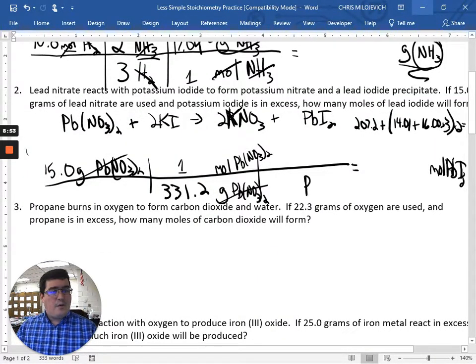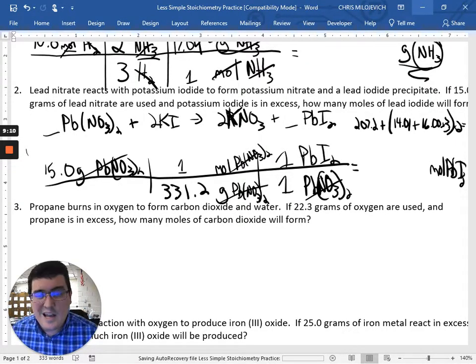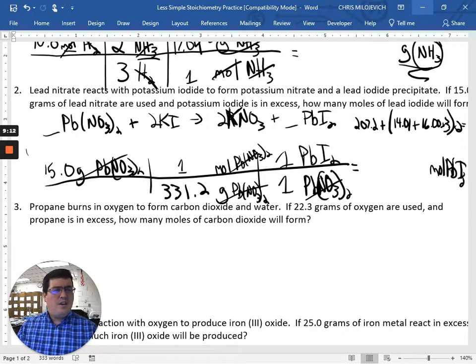Moles, now we go from Pb(NO3)2 to PbI2. There's a 1 there, and there's a 1 there, so both of these get a 1. Gone, gone, and I'm left with moles of PbI2. Once I plug this in, I'm going to get my answer. I believe once you round it, you get 0.05, as I remember on this problem. And that's all there is to it.